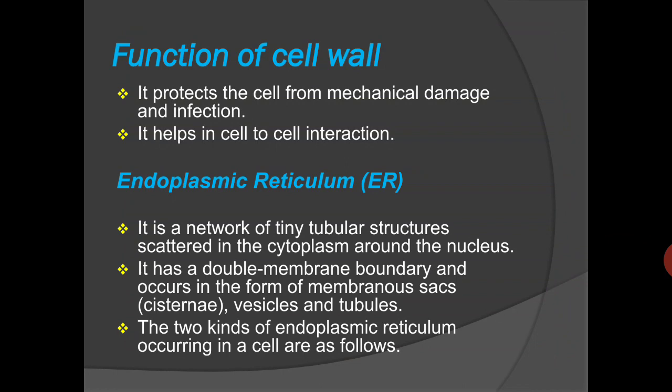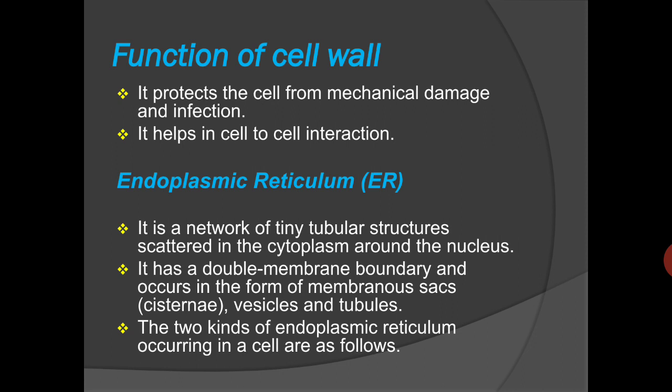Inside the cytoplasm, we find some rod-like structures, that is the endoplasmic reticulum, commonly called the ER. It is a network of tiny tubular structures scattered in the cytoplasm, and it is found around the nucleus. It has a double membrane boundary and occurs in the form of membranous sac-like structures. If it is formed in a sac-like structure, it is called the cisternae. Sometimes vesicles are there, and sometimes tube-like structures are known as the tubules.